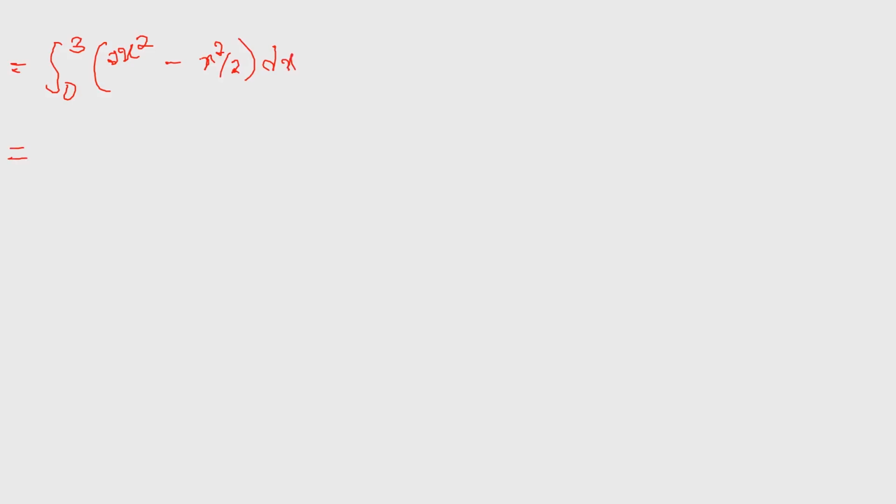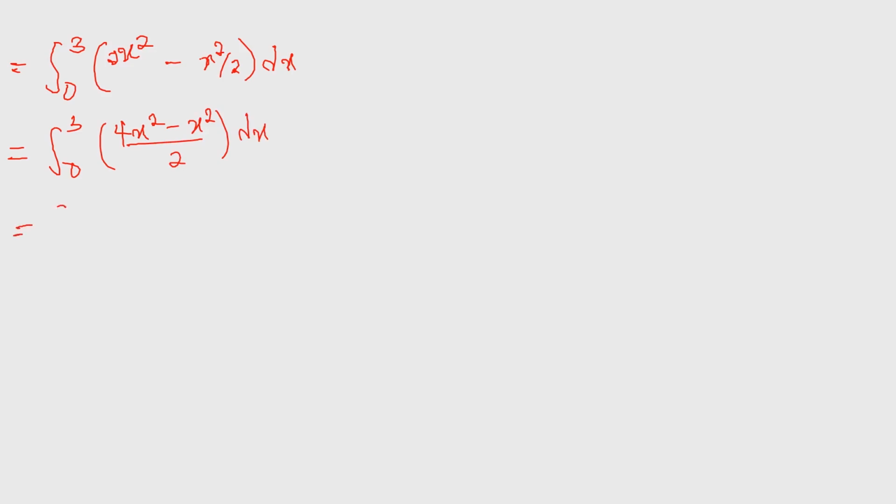So the next thing you do is integrate now with respect to x, or you can simply simplify it. If you simplify, you are going to have 4x squared minus x squared over 2 dx.